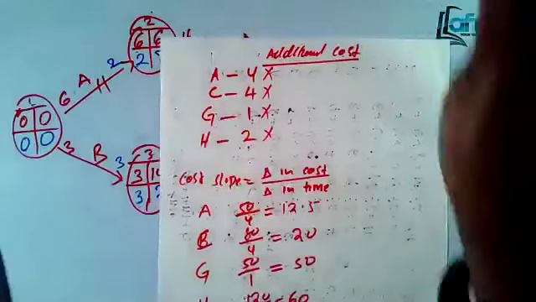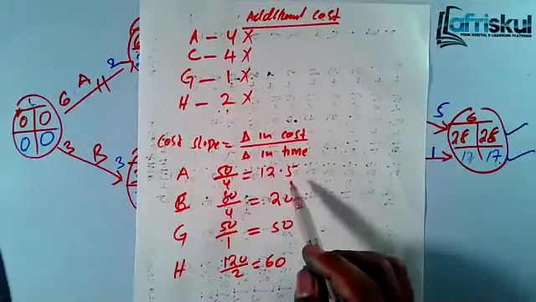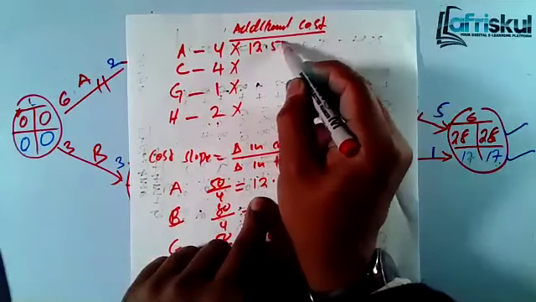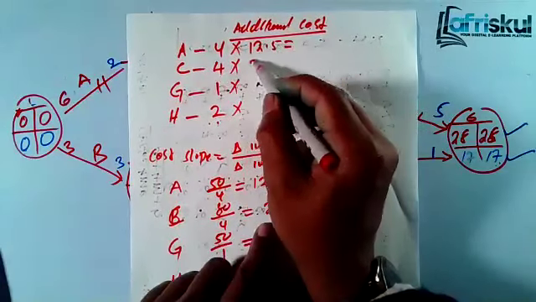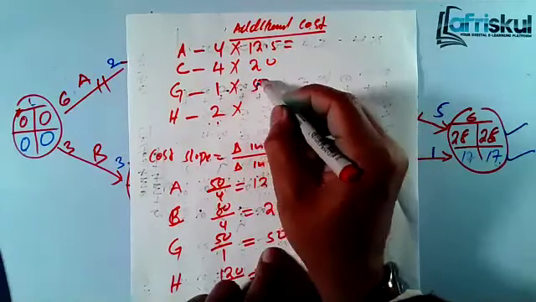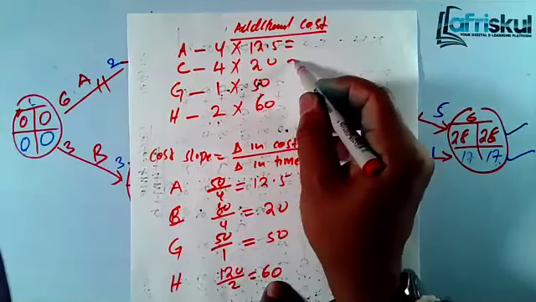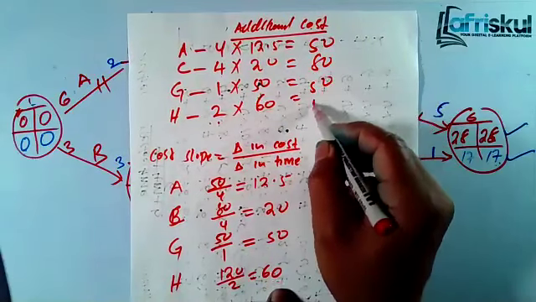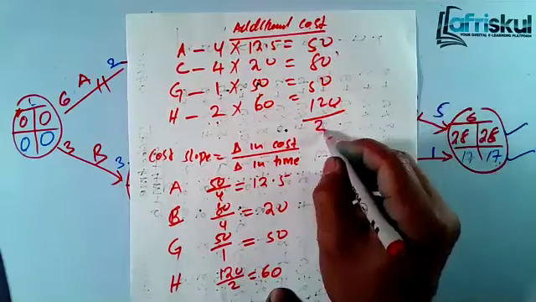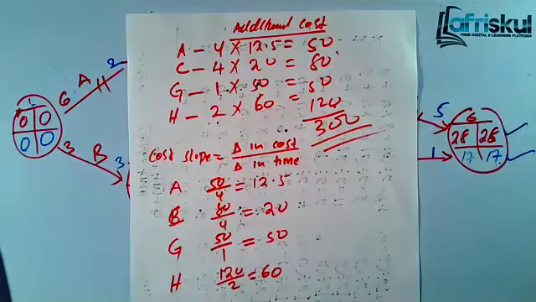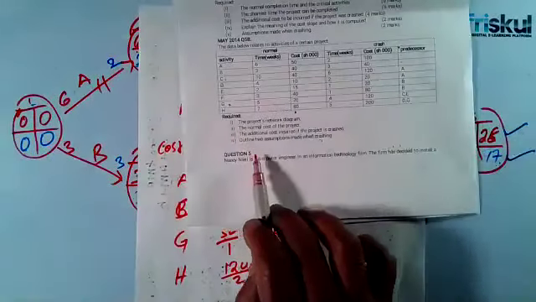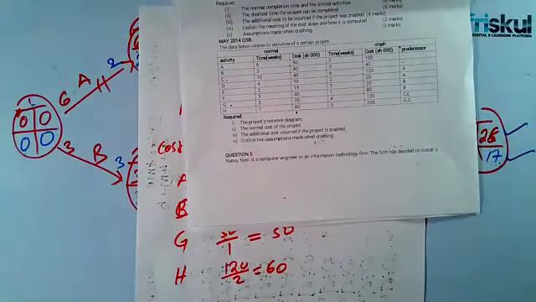cost drop. That means for A, for every day you save, you are incurring 12.5 extra. So 12.5. C, we have seen is 20. G, it's 50. H, it's 60. So this one you get 50, 80, 50, 120. So that's 200. So you get 300. That's the additional cost. So additional cost to be incurred will be 300.